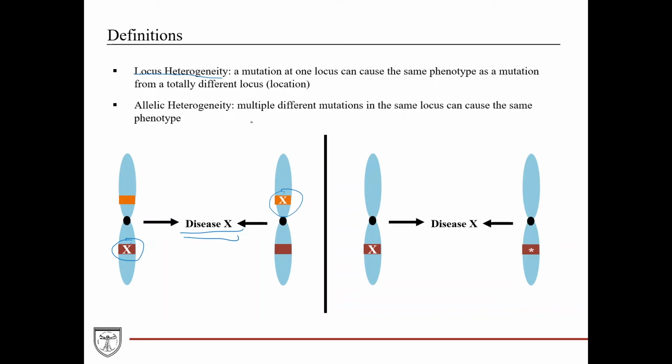Versus allelic heterogeneity, where multiple different mutations in the same locus can cause the same phenotype. So you have an X mutation here in this red gene, and that gives you disease X. And then you can have a star mutation here at the same gene, the same locus, and also get disease X. And this is an example of allelic heterogeneity.